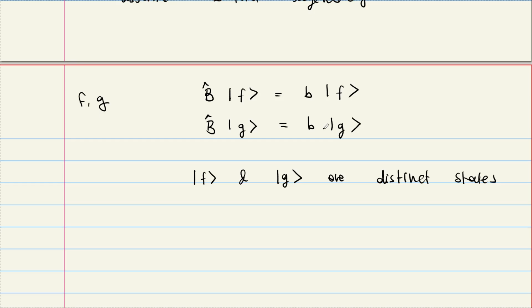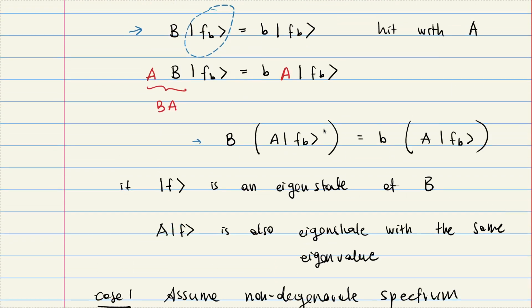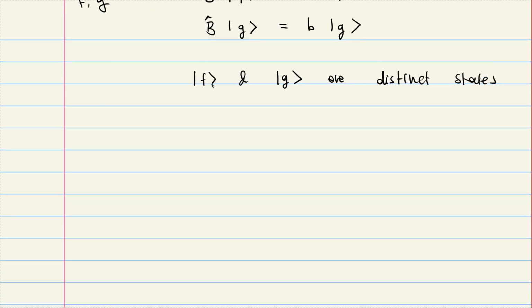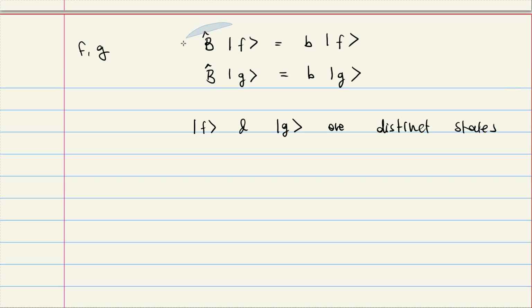Now let's do what we did here. What did we do here? We wrote the eigenvalue equation for B and hit with A. Let's do the same thing. For example, this one.